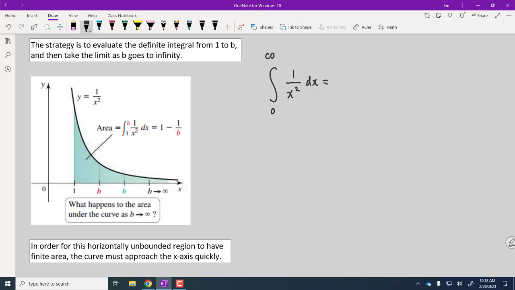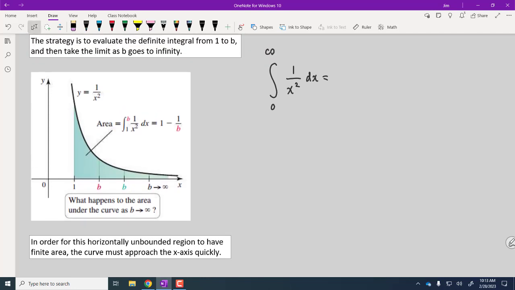Say again? Is it 1? Oh, 1. I'm sorry, 1. 0 is a bad lower limit because it's undefined at 0. We would have a vertical unbounded tail if we started at 0, which we will do soon, but not yet. Thank you. So 1 to infinity.